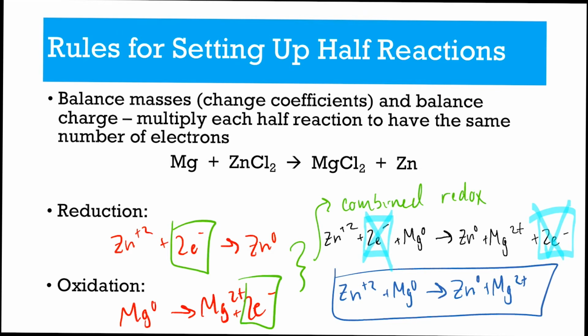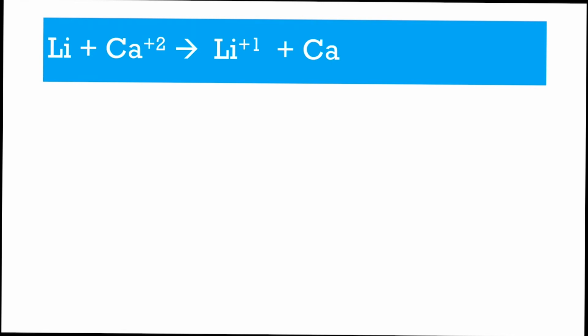So that is it. Looking at this example, we have Li, and that is going from 0 to plus 1. And so if it's going from 0 to plus 1, that means it is being oxidized. And then calcium is going from plus 2 to 0, and that is reduction.